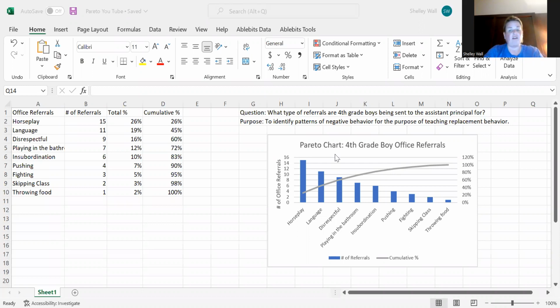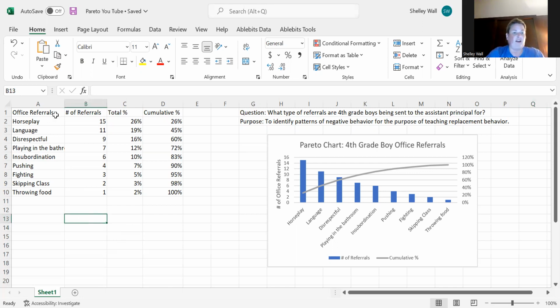As you can see, this Pareto chart looks at fourth grade boy office referrals. It doesn't refer necessarily to a particular point in time, but the question we're looking to identify is what type of referrals fourth grade boys are being sent to the assistant principal for. The purpose is to identify negative behaviors and patterns of negative behaviors so we can focus on reteaching expectations and teaching replacement behaviors for these particular office referrals, with the hopes of cutting down on the number of office referrals. So like with any chart, you're going to start by creating a data set.